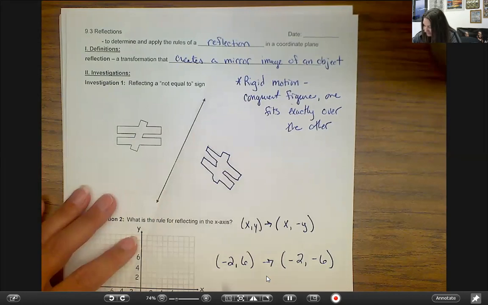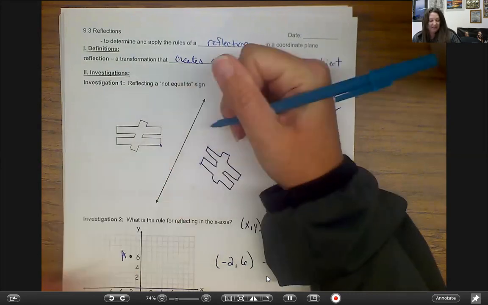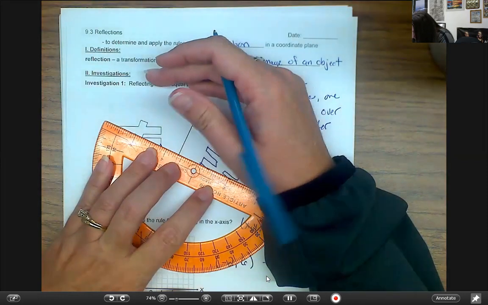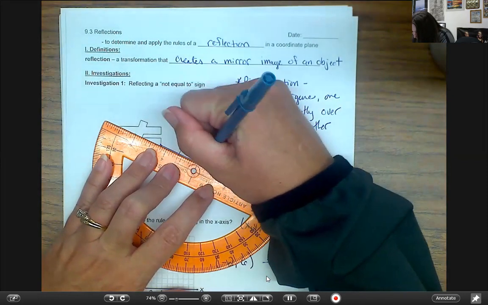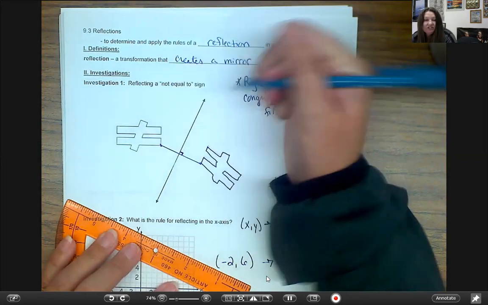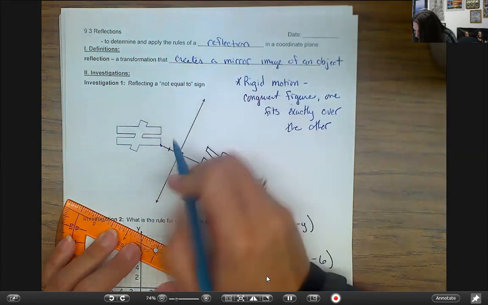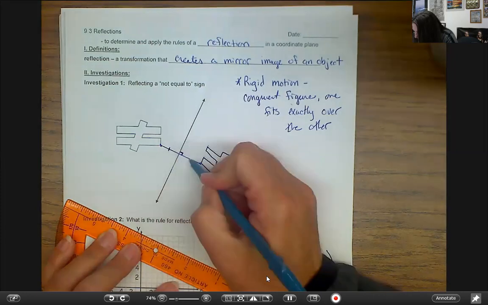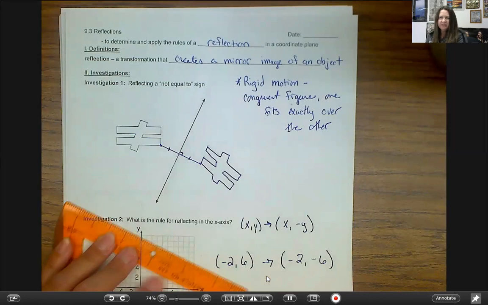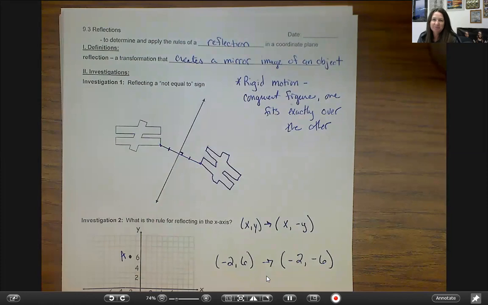If you were ever to take corresponding vertices, like these two right here that are flipping over this line of reflection, you should be able to connect those corresponding vertices and they should cross your line of reflection at 90 degrees, and whatever distance it was away from the line of reflection, we want that same distance to occur over here. So those are just some properties with reflections that you do want to keep in mind.